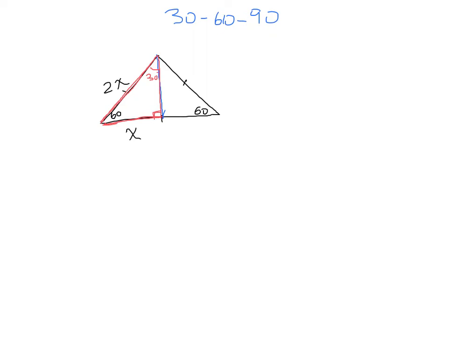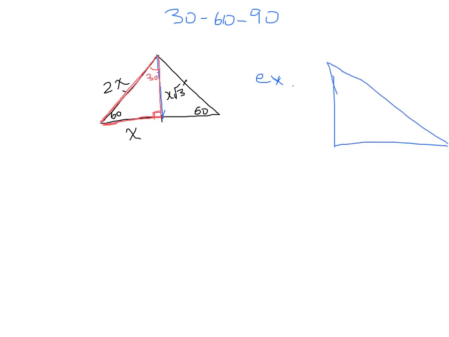Now we can do our hocus pocus little Pythagorean theorem magic. I won't do it to save time, but if we do it, we would find that our third side is x root 3. And that's how the 30, 60, 90 works. So let's look at a simple example, and then I'll take it up one notch to a more challenging example.